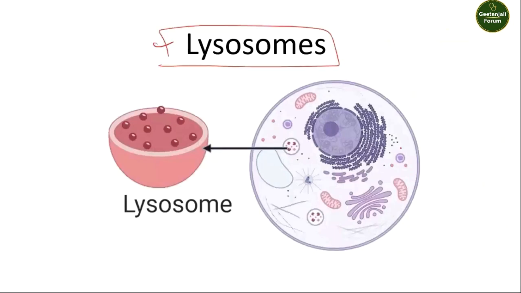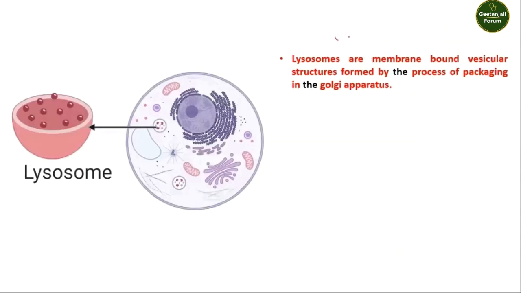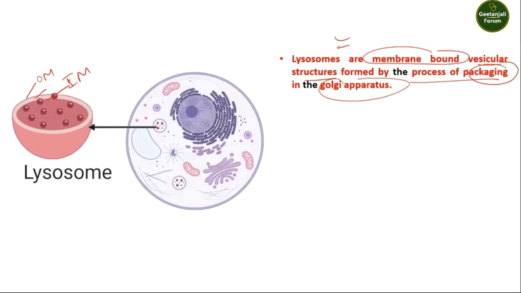Next is lysosome. This is a cell and inside this cell these are the lysosomes which are circular bodies. So let's study about them. Lysosomes are membrane-bound vesicular structures. They also contain one outer membrane and one inner membrane because it is a membrane-bound structure which is formed by the process of packaging inside the Golgi apparatus. We have already studied that in the Golgi apparatus, proteins, lipids and other materials are packed and come out of it. Similarly, these lysosomes are also storage material which are formed inside the Golgi apparatus.